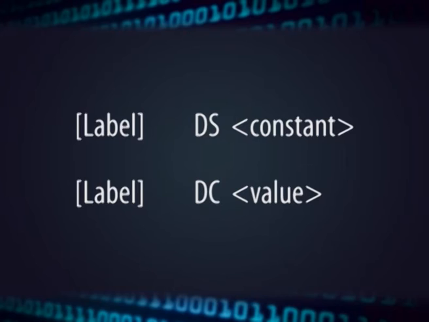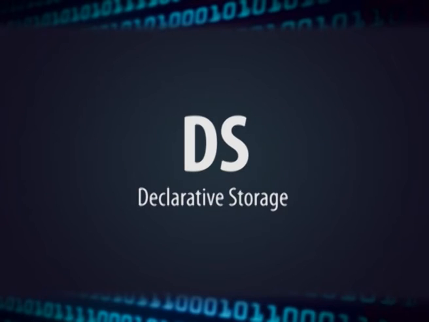The assembler directives DS and DC are declared as follows. Again, the label should be there in the assembly language statement wherever you are using DS, and DS is followed by a constant. Again, the DC also should have the label first, and after that a value must follow the DC. The declarative storage called DS in short reserves an area of memory and associates a symbolic name with it, as written in the label field.